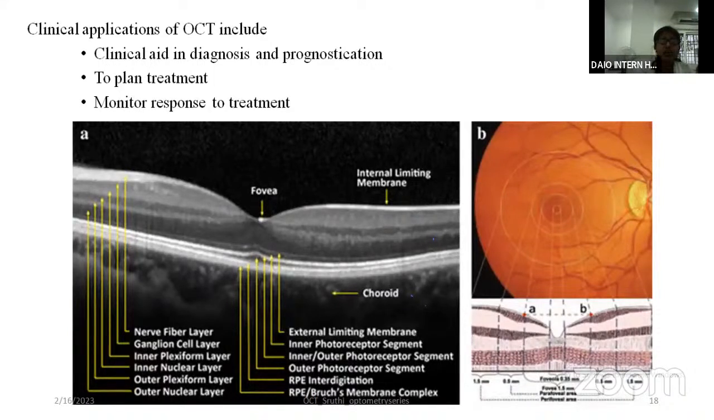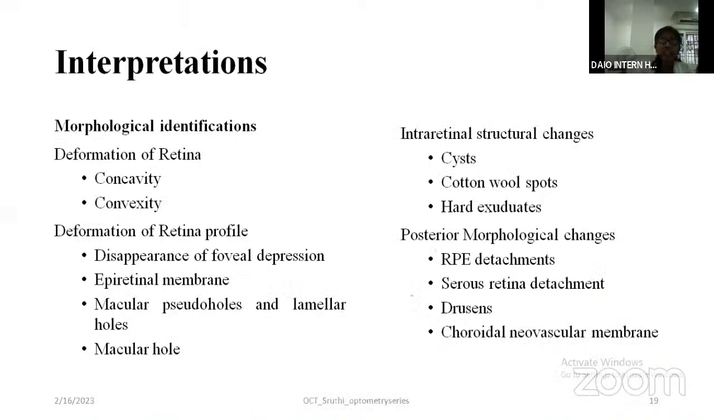This image shows the 10 layers of the retina. Interpretation, morphological identification: deformation of the retina seen as concavity and convexity, deformation of the retinal profile, disappearance of the foveal depression, epiretinal membrane, macular pseudoholes and lamellar holes, macular hole. Intra-retinal structure changes such as cysts, cotton wool spots, hard exudates are seen. Posterior morphological changes such as RPE detachment, serous retinal detachment, drusen, choroidal neovascular membrane are seen.